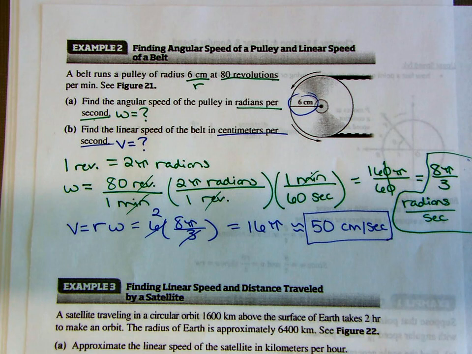Are there any questions on the pulley problem? This part right here, the 1 revolution equals 2 pi, that's kind of the trick, like I said, on approaching that problem. Yes, no? All right, let's do one more.